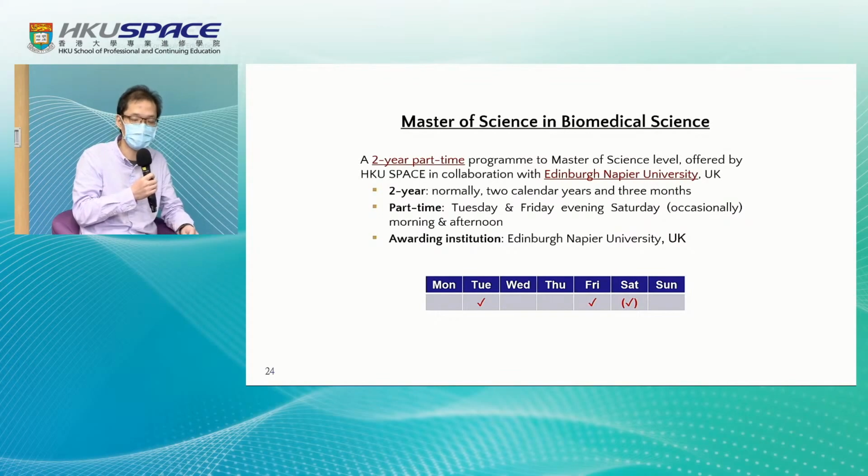So besides lecture, we do have many practical classes for you to learn the technology in biomedical science. And the final award will be from Edinburgh Napier University. The table below just shows you which day we will offer the course normally, but sometimes we also have 1 or 2 lectures arranged at other times, mainly because of the availability of guest lecturers. This course, we also invite guest lecturers from overseas universities. I will show you later.